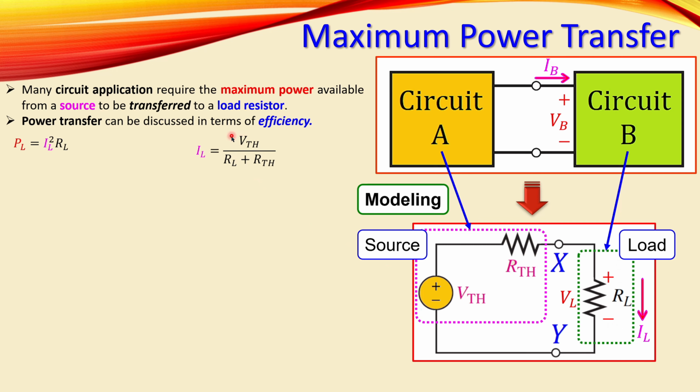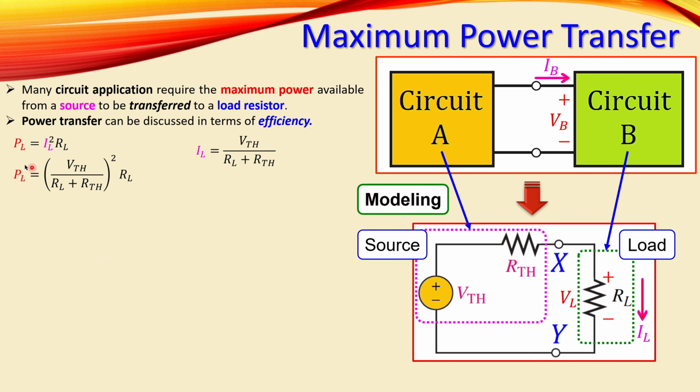So we can say IL is equal to VTH, which is the Thevenin voltage, divided by the total resistance in this circuit, which is the summation of these two resistances. We can now substitute this IL in the expression for the load power. So PL is then equal to IL squared, with IL given by the Thevenin voltage over the total resistance in this circuit, times RL still.